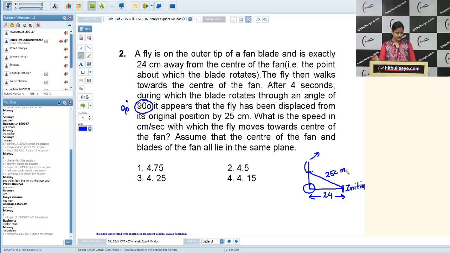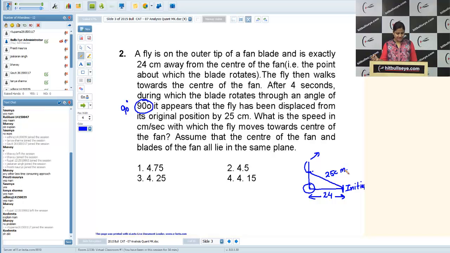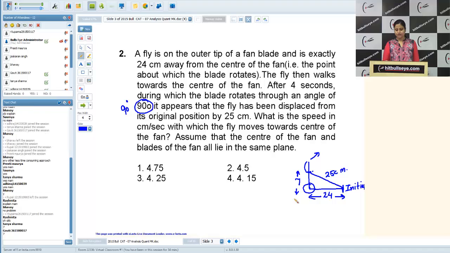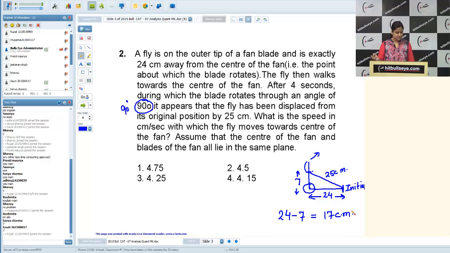With 24 and 25, do we have any Pythagorean triplet? Yes, this is 7, 24, 25. So this length should be 7. What was the blade length? It was 24 centimeter only. So the fly must have covered 24 minus 7, that is the remaining distance. I mean 17 centimeter in 4 seconds.